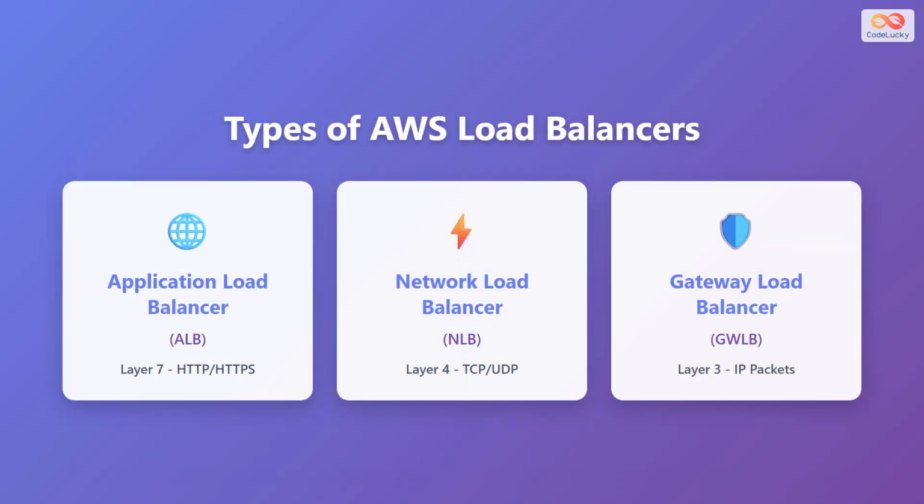AWS provides three types of load balancers, each designed for specific use cases. The Application Load Balancer, or ALB, operates at Layer 7 and handles HTTP and HTTPS traffic. The Network Load Balancer, or NLB, works at Layer 4 and manages TCP and UDP traffic. Finally, the Gateway Load Balancer, abbreviated as GWLB, functions at Layer 3 and processes IP packets. Each type serves different networking layers and application requirements, which we'll explore in detail next.